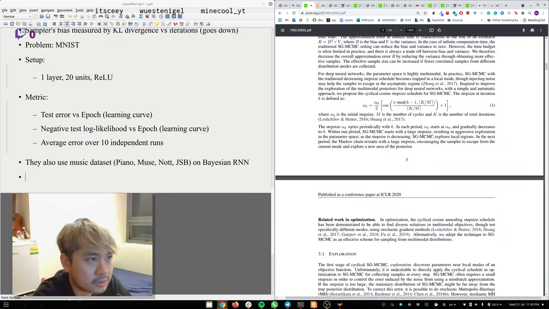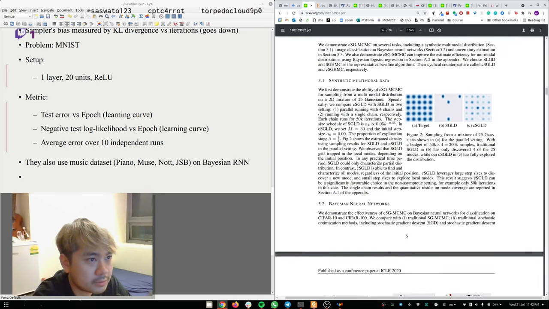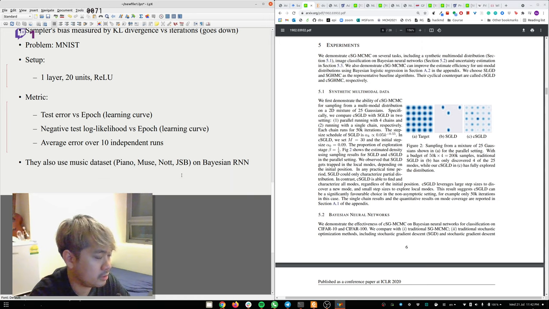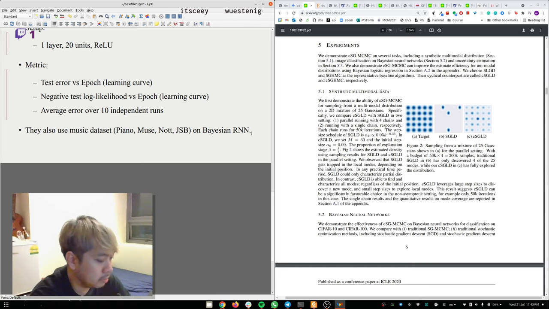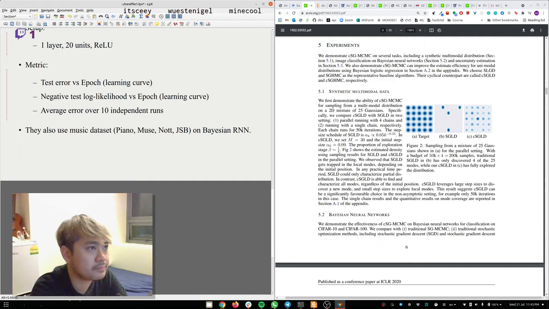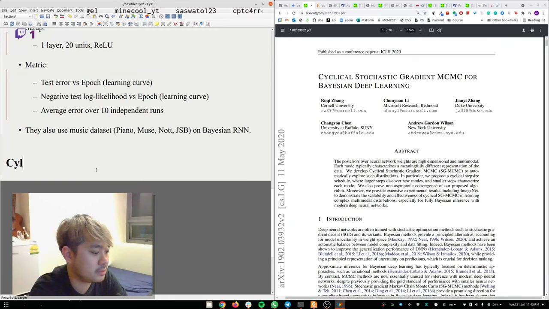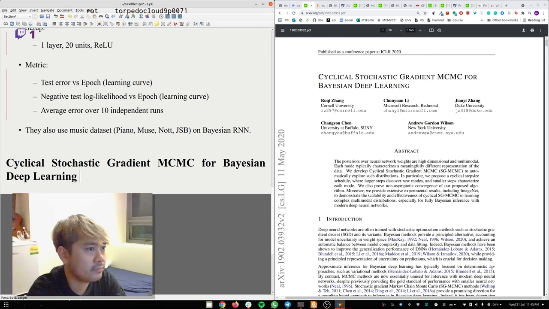Preliminary. Okay. Okay. Warm restarts. Theory. Experiment. Okay, so this is for multimodal stuff, right? Oof. What is it? What is the paper? Okay, cyclical stochastic gradient MCMC for Bayesian deep learning. Zhang et al.